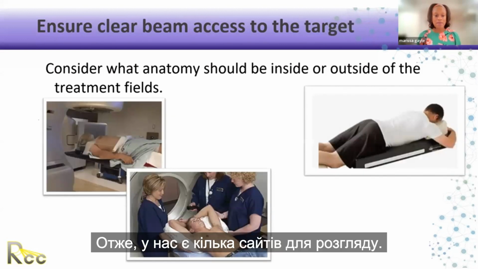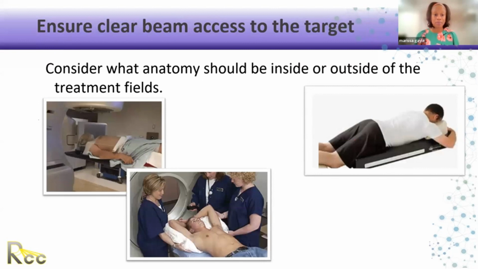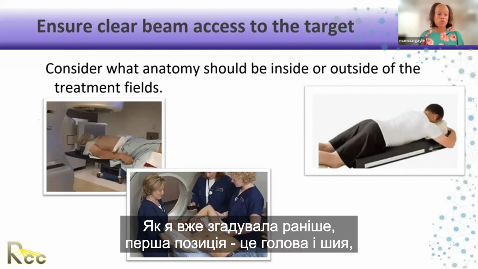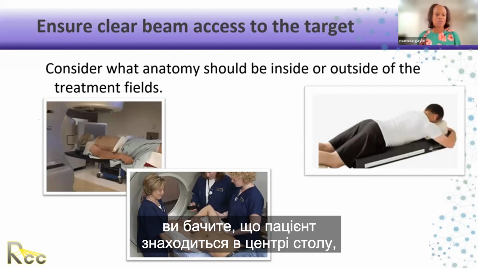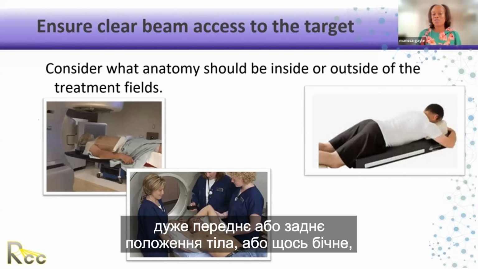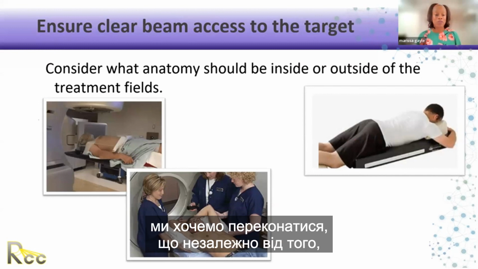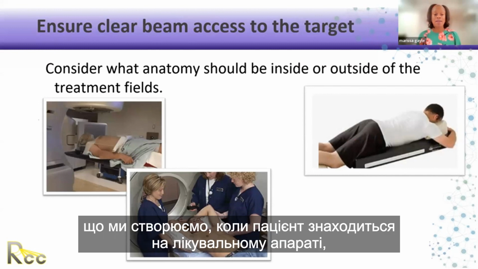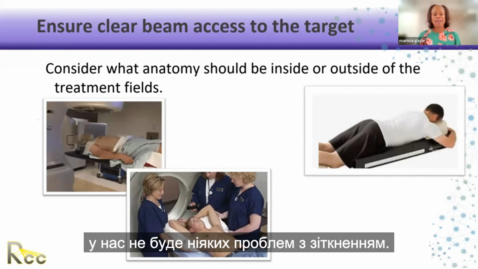Here we have some sites to consider. Like I mentioned before, the first one is head and neck. You see the patient is pretty much in the center of the table, so this is pretty straightforward. But whenever we're treating a body position that's either extremely anterior or posterior or anything that's lateral, we want to make sure that whatever we're creating, when they're on the treatment machine, we will not have any type of clearance issues.